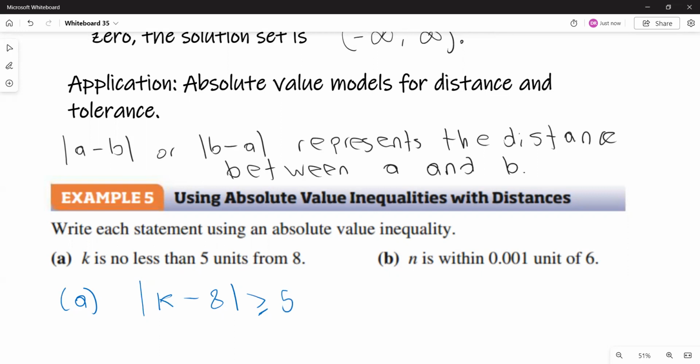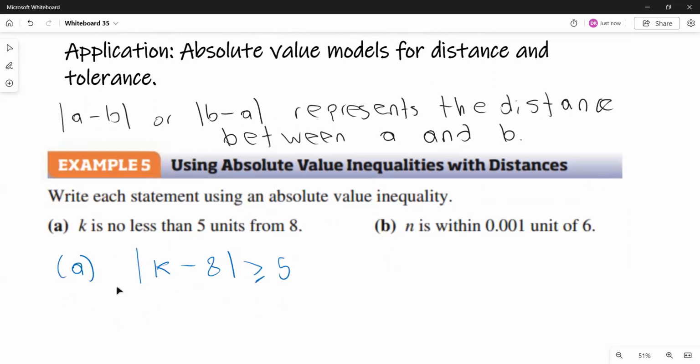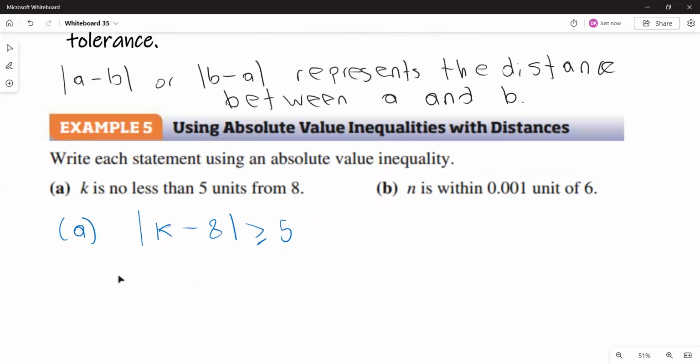And B, N is within 1,000 unit of 6. So within 1,000 unit of 6, we are considering the distance between N and 6, which could be the absolute value of N minus 6 or the absolute value of 6 minus N. And is within 1,000 unit, that's going to be less than 1,000.